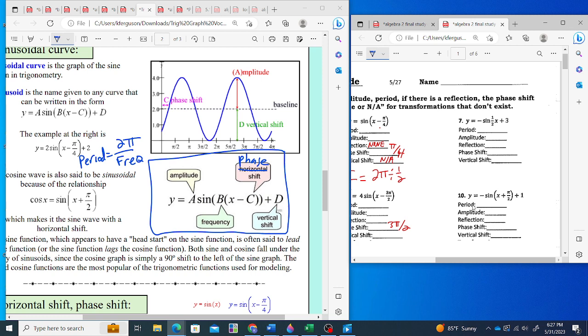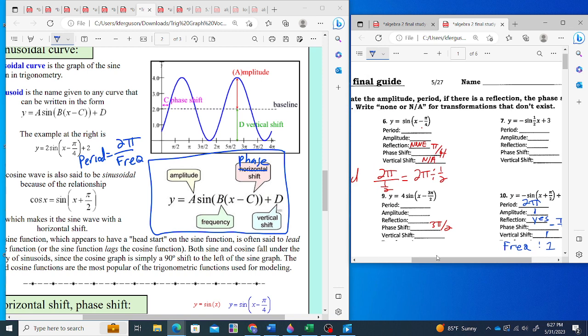So this one, it's got a negative up front, so the reflection is yes. The amplitude is 1. It's a sine graph, whoop-de-doo. The frequency is 1. All right. So then what's the period? That's 2 pi. And then my phase shift, because that's plus pi over 2, that's a negative pi over 2 for my phase shift. And then my vertical shift is 1 or plus 1.